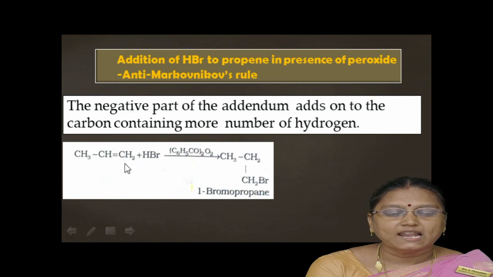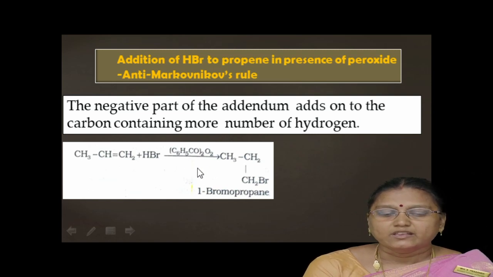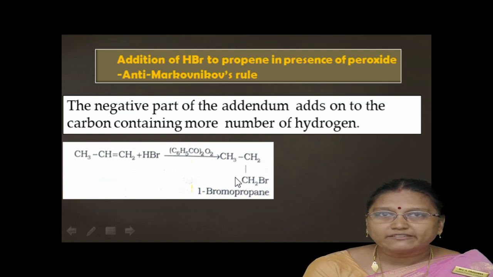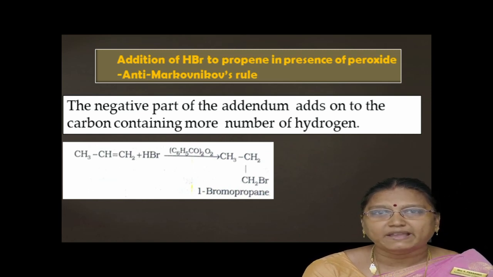This is an unsymmetrical alkene. HBr adds on to this unsymmetrical alkene in presence of benzoyl peroxide. So here the 1-bromopropane, this product is formed predominantly. This is the major product. This product formation is ascertained through its mechanism.